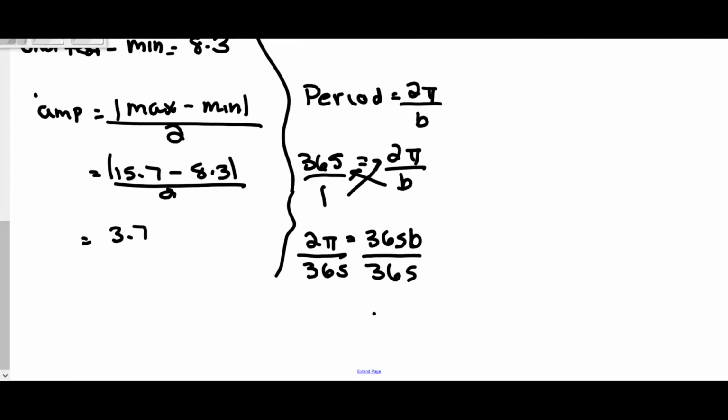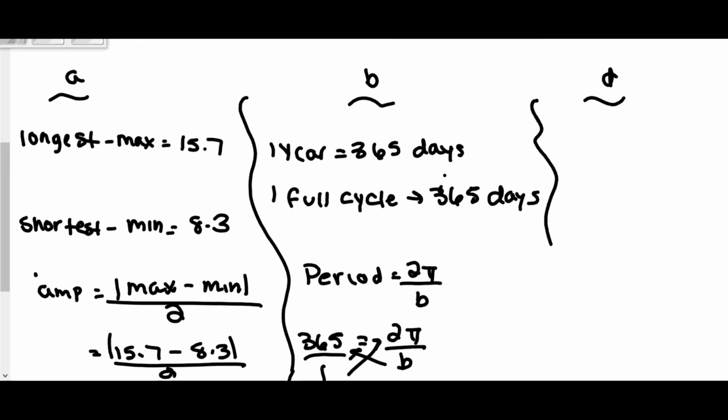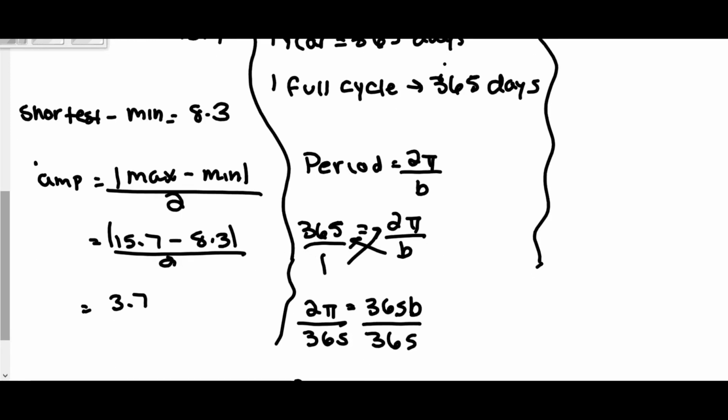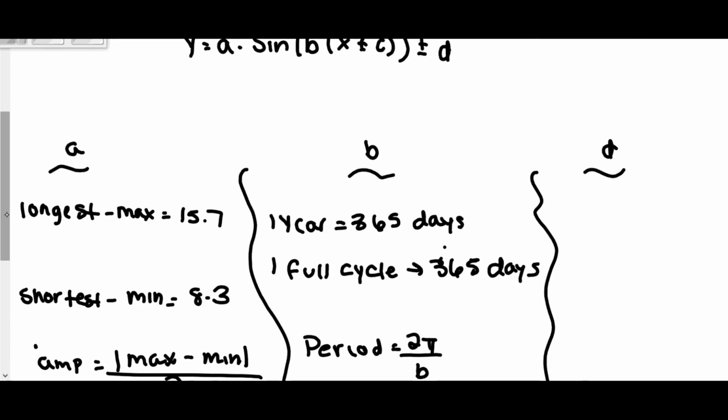Divide both sides by 365, and we get that the frequency, or the amount of sine graph curves that fit in between 0 and 2 pi, is 2 pi over 365. All right, so we have our A value, we have our frequency, and the last thing we need to get is our vertical shift, or our midline.